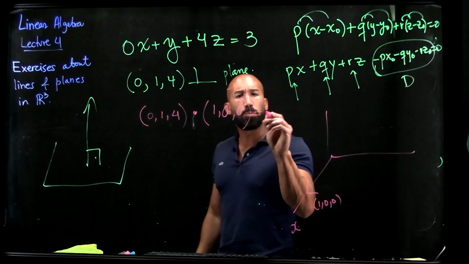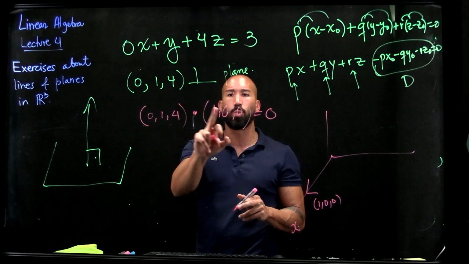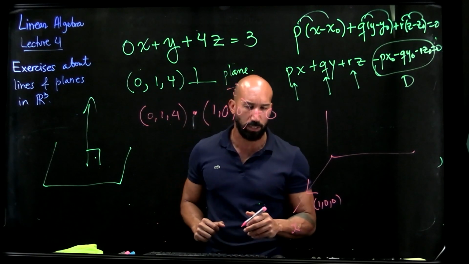But what is this dot product? This dot product is 0. Because it's 0 times 1 plus 1 times 0 plus 4 times 0.